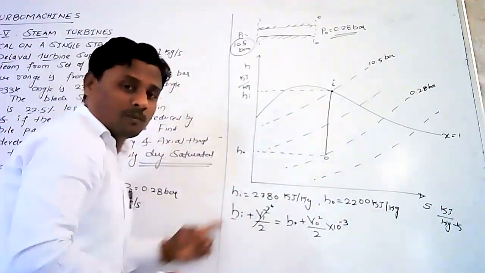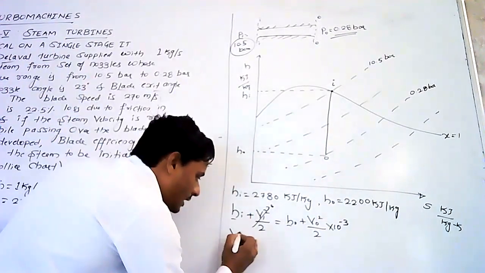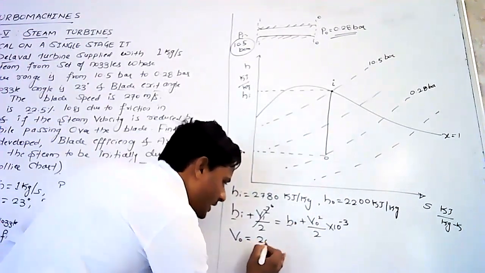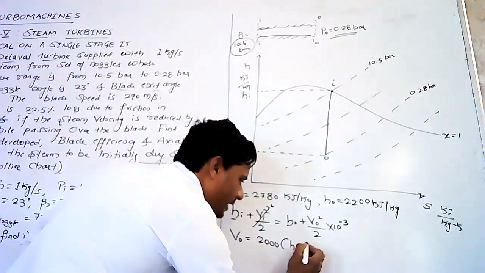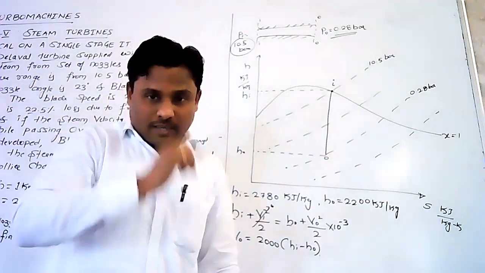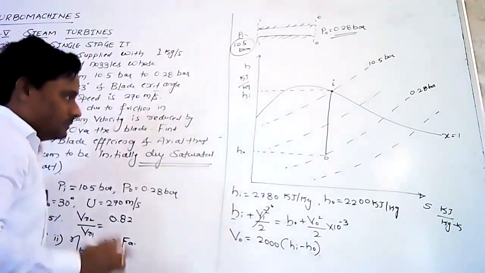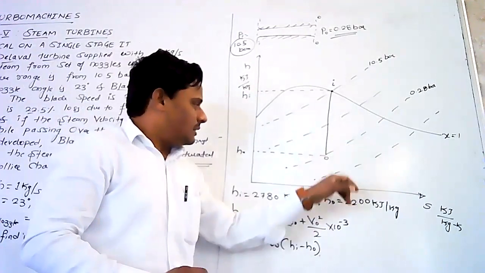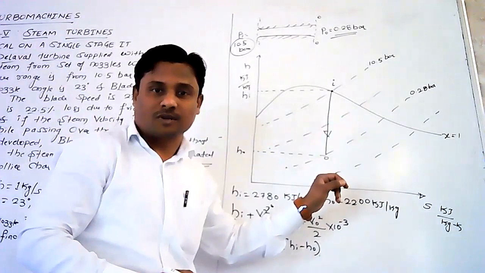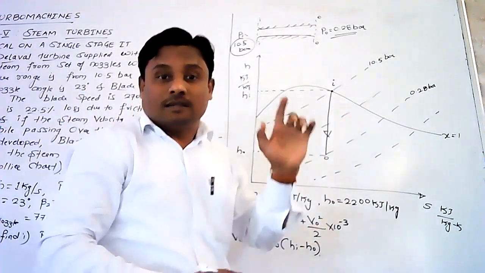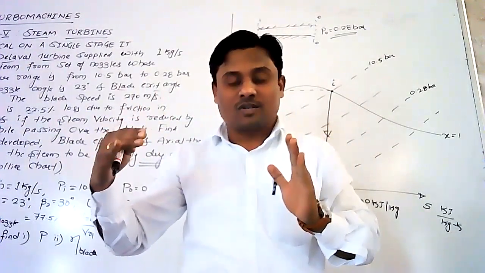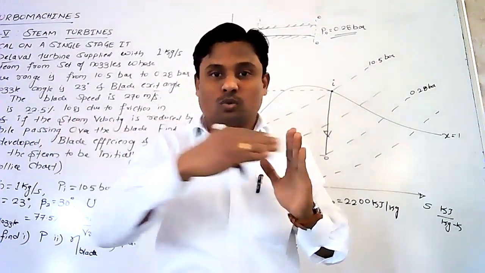So upon simplification, do the cross multiplication, and V naught equals root of 2000 into Hi minus H naught. Okay, this is Hi minus H naught. But here, this is a straight line for the isentropic expansion. Isentropic expansion is the most ideal condition, but there are some losses in velocity, in energy, when the steam is passing through the nozzle.